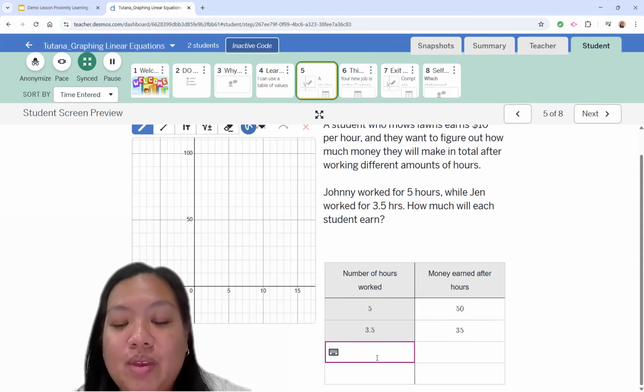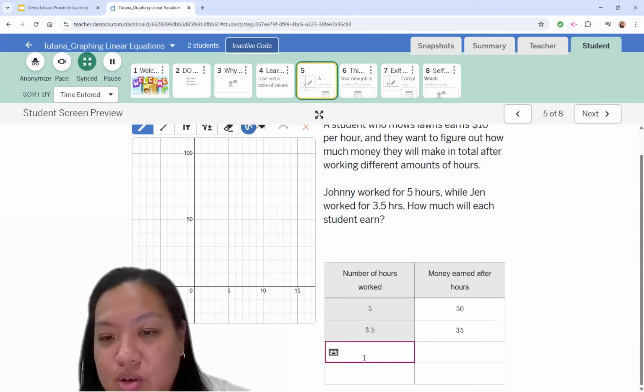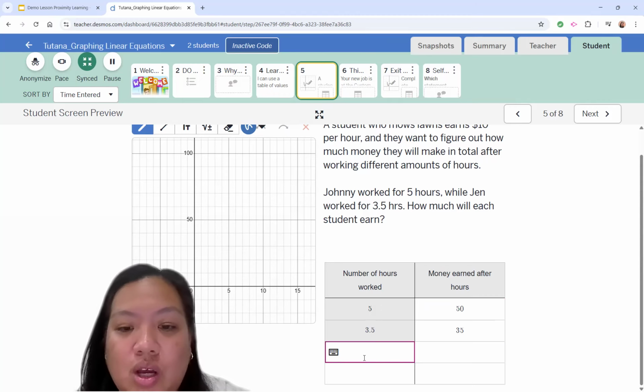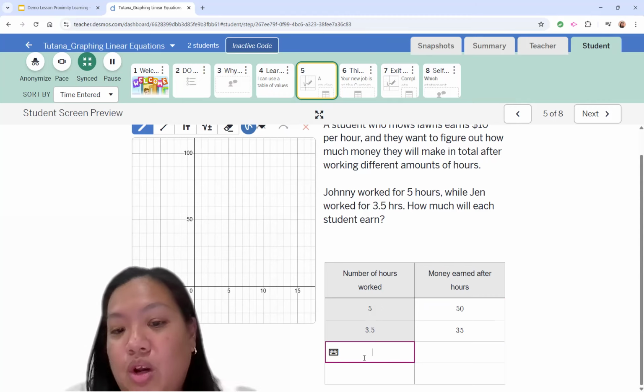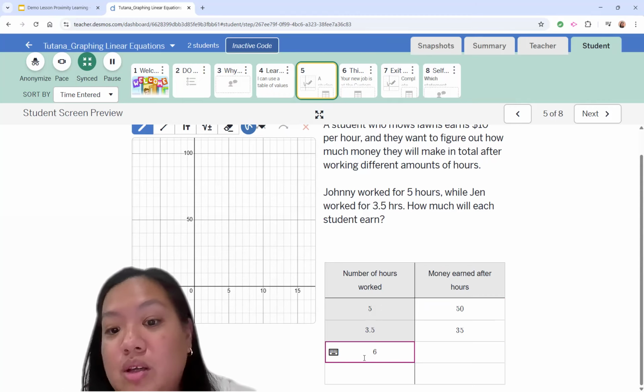So you can get any number of hours. Let's say if another student, or if you are doing this job, you work for another, let's say, 6 hours, then you should be earning $60, right?